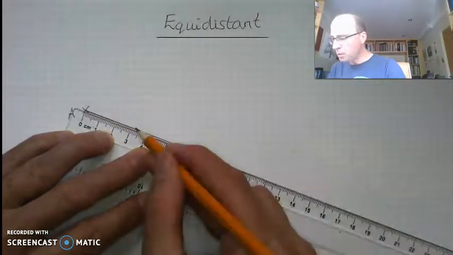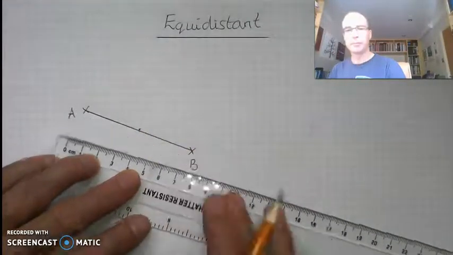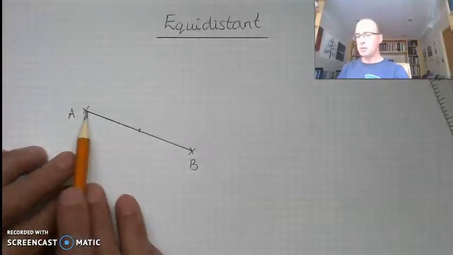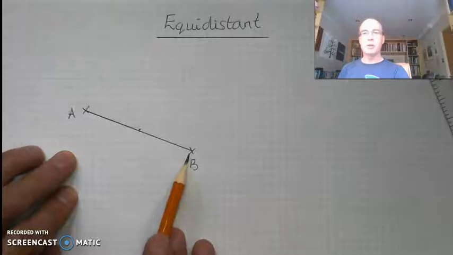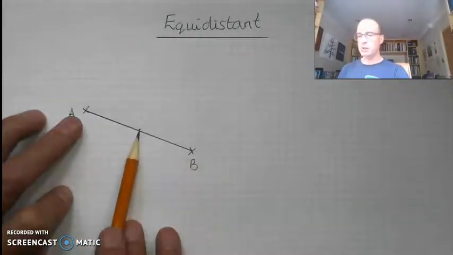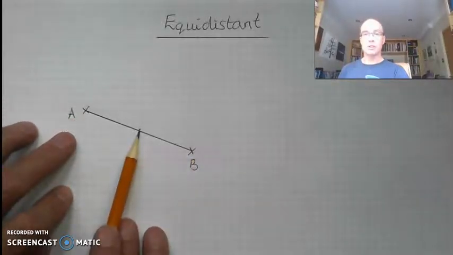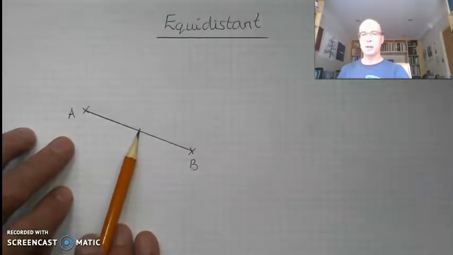So if I were to measure 3.5 centimetres, which is there, that point is 3.5 centimetres away from A, and it's 3.5 centimetres away from B, so it's equidistant from A and B. It's the same distance away from A as it is from B. So that's on my locus. It's one point to my locus of points, equidistant from A and B.